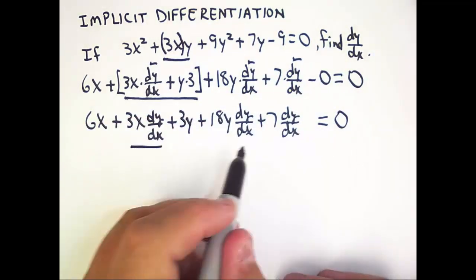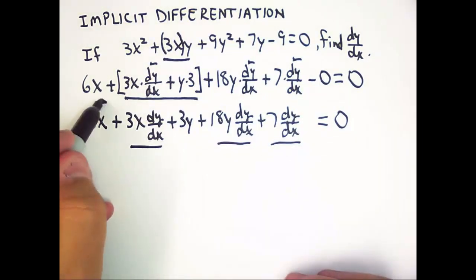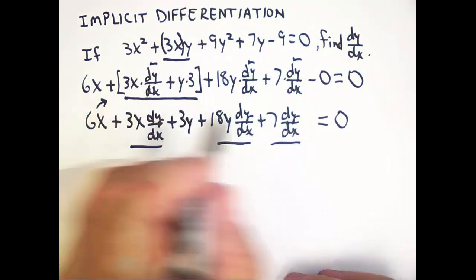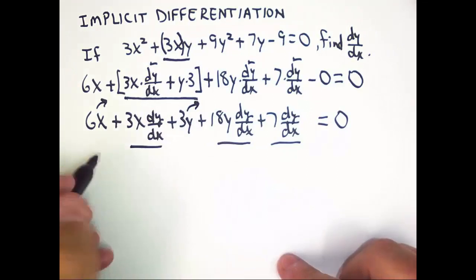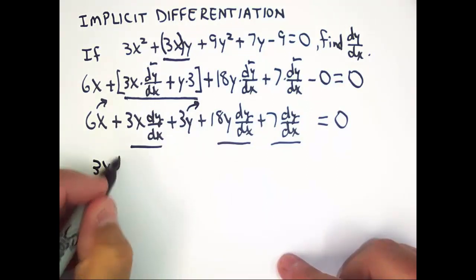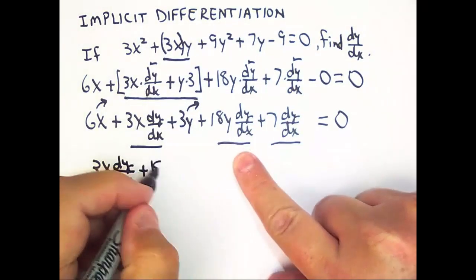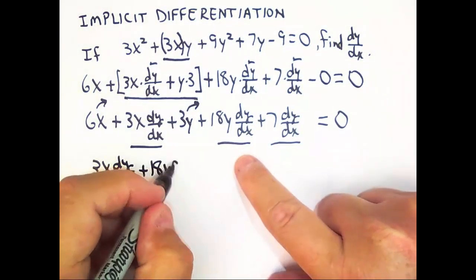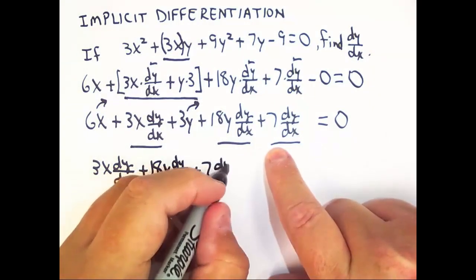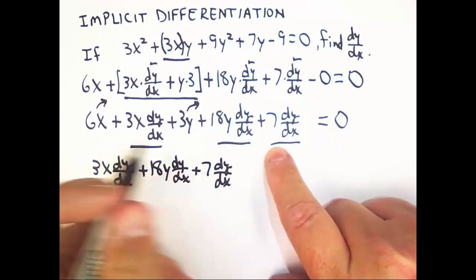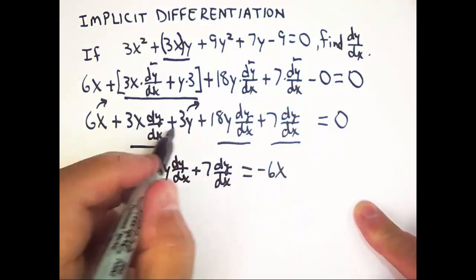As I said, I want to collect every term that has dy over dx in it on one side. Everything else goes over. So I'm going to subtract the 6x from both sides to move that term over, and subtract the 3y from both sides to move that term over. What I end up with is 3x times dy over dx plus 18y times dy over dx plus 7 dy over dx, and then the other two things move to the other side, so I get a minus 6x and a minus 3y.